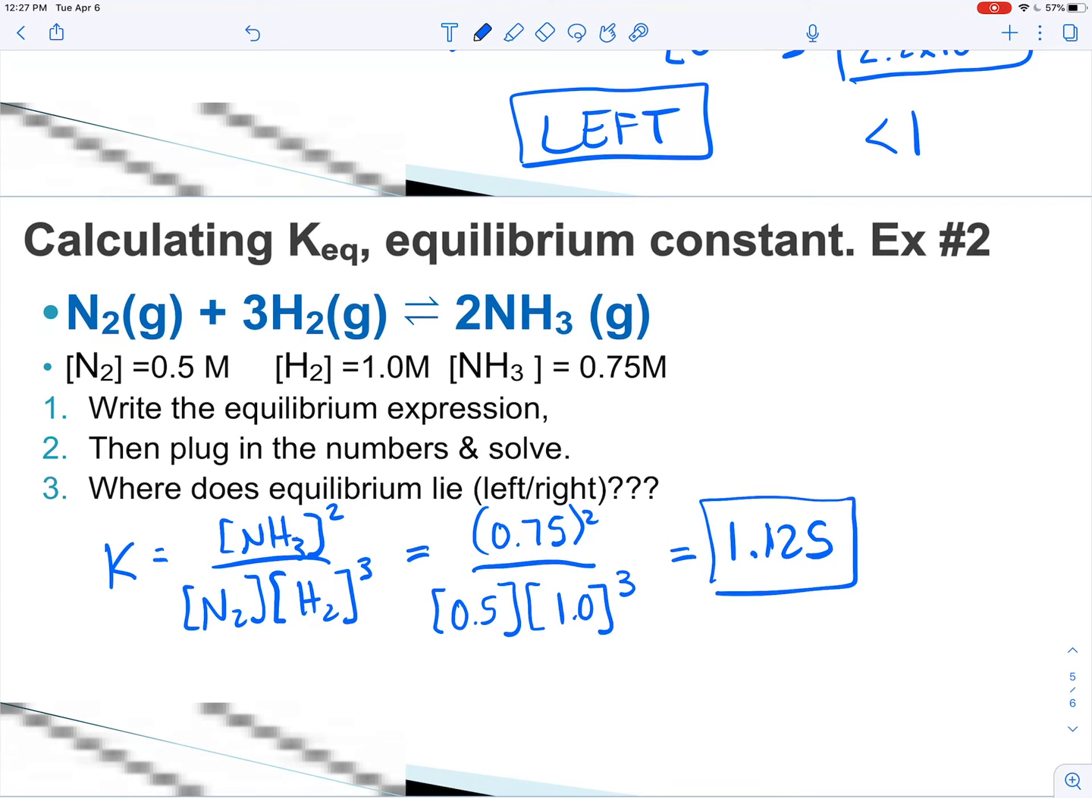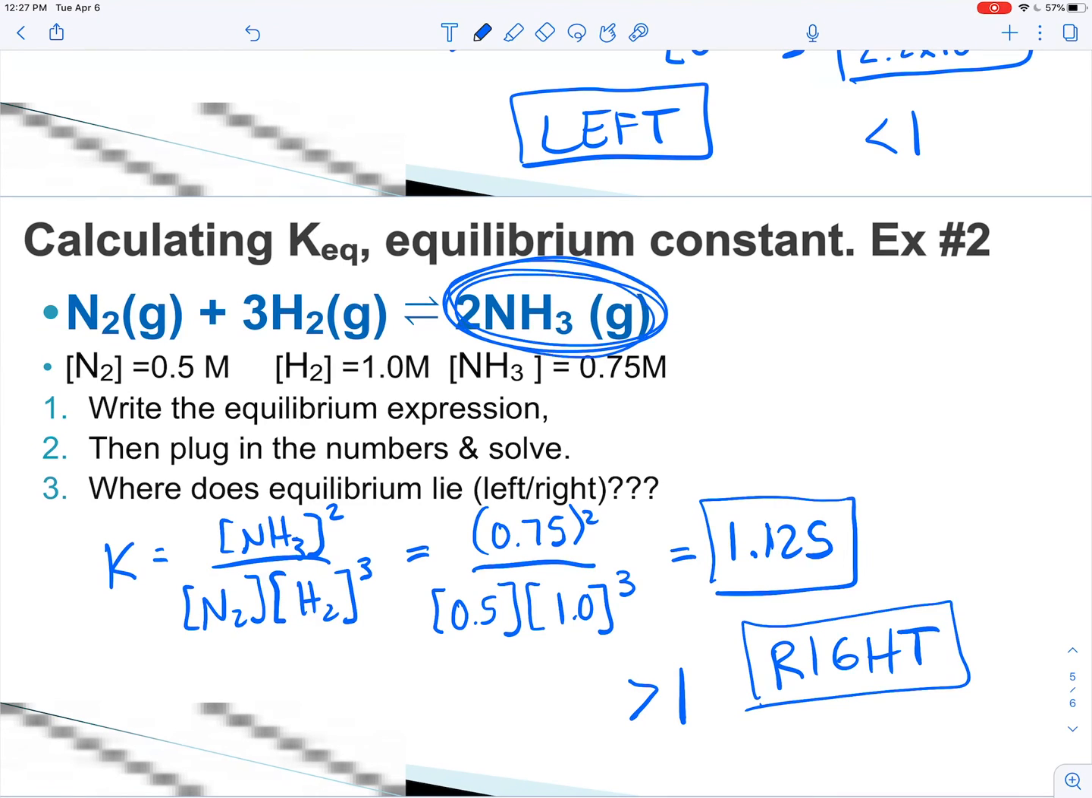And lastly, we want to ask ourselves, where does equilibrium lie? Is this a large or small number? So large is just greater than 1. This is indeed greater than 1. And so if it's greater than 1, we say equilibrium lies to the right. Okay, so equilibrium lies to the right, which means that this reaction is forming slightly more products compared to reactants. Okay, the concentration of products is slightly greater.